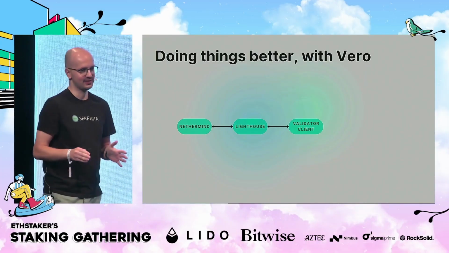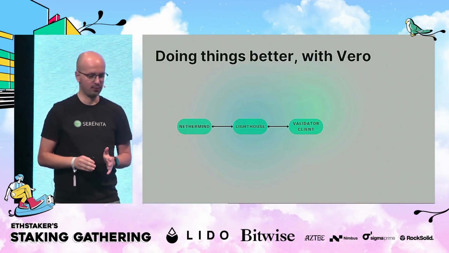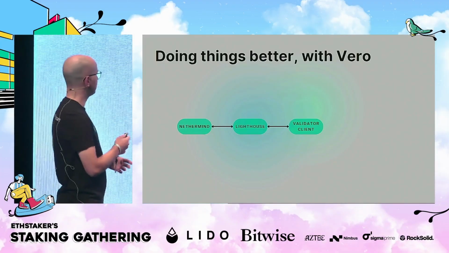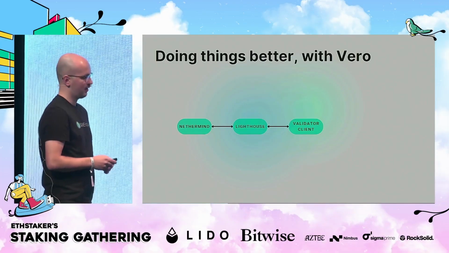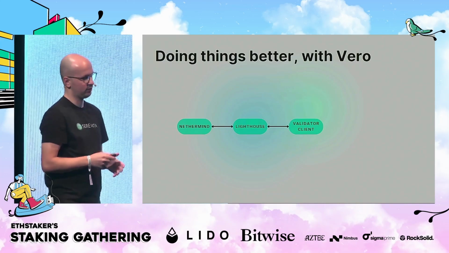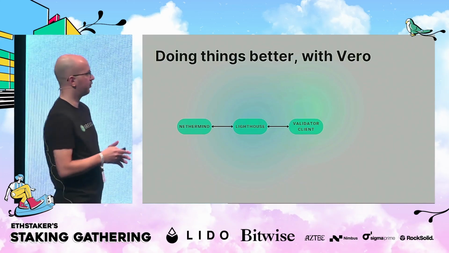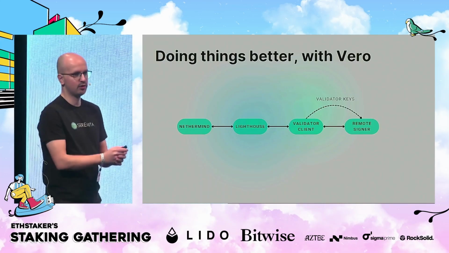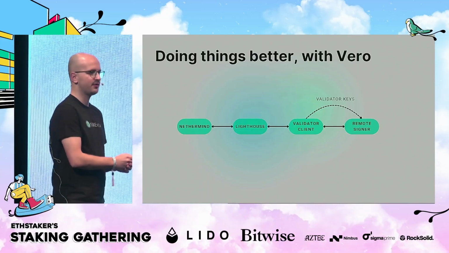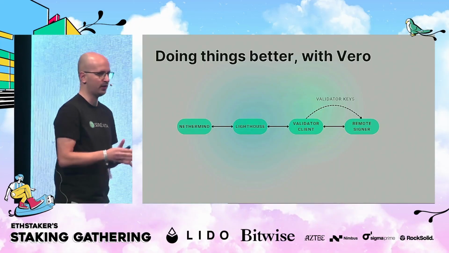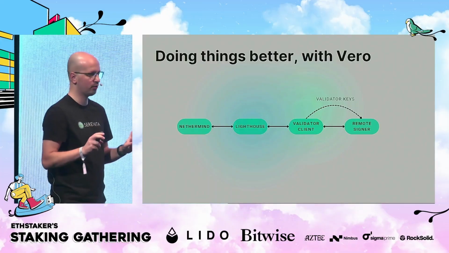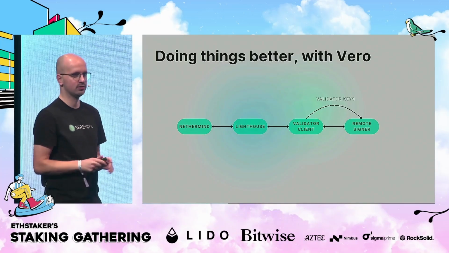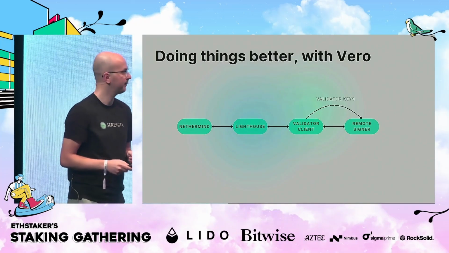Say you're running this kind of setup. It's a very simple setup where you have your execution layer client, consensus layer client, and your validator client. The first thing you need to do if you're considering using Vero is move your validator keys into a separate remote signer. That's because Vero doesn't interact with validator keys directly. So Vero is built secure from the ground up. It never wants to touch validator keys if it can avoid it.